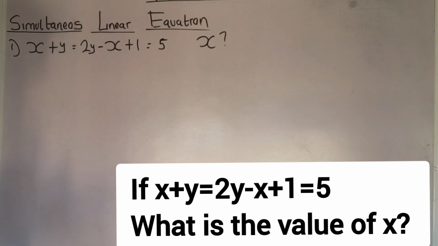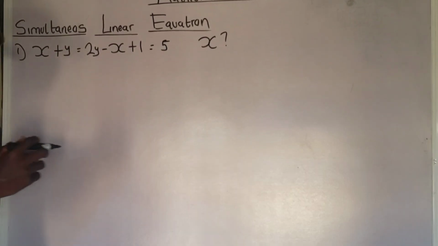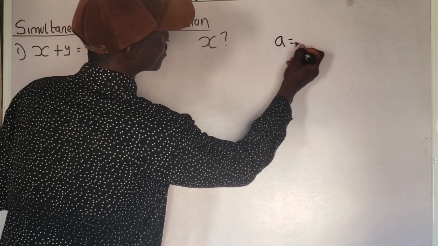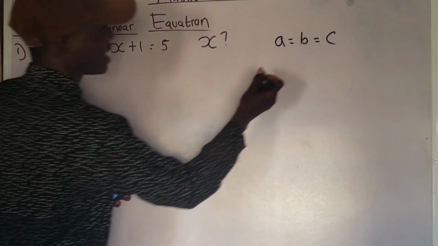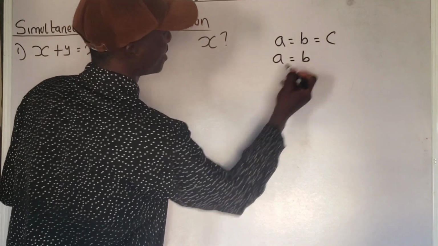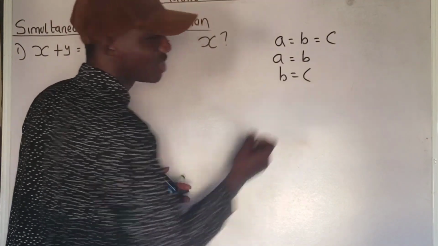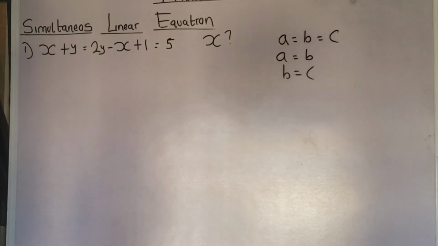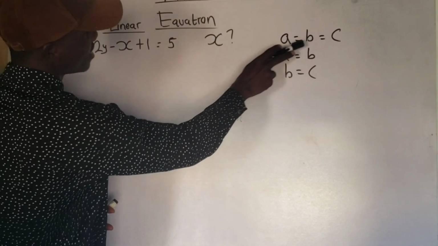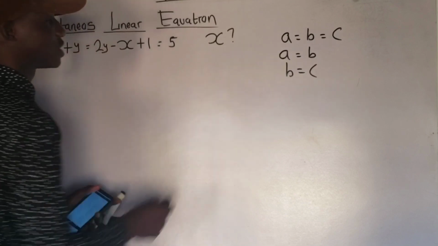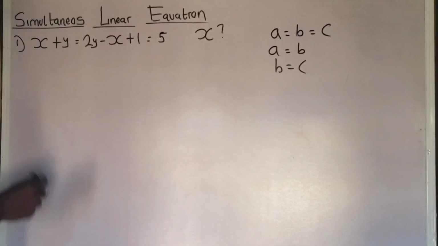Do you understand? I want to give you an example. Let's say we have A equals B equals C. Do you know the meaning? This implies that A equals B and B equals C. By doing this, I've separated this equation into two. That is, A equals B and B equals C. So now let's go back to our question.